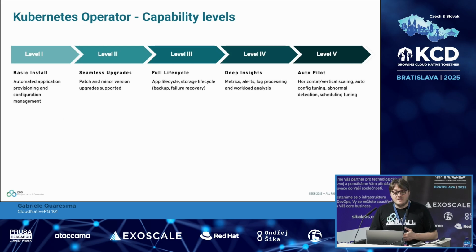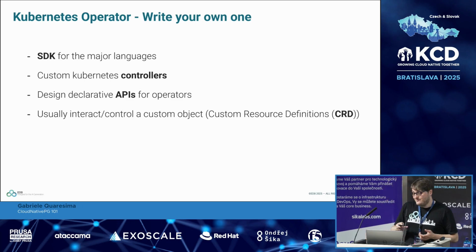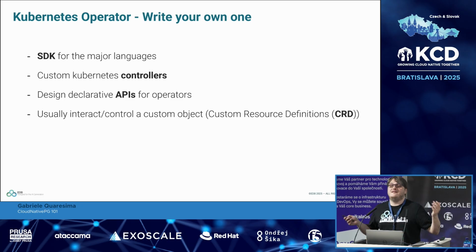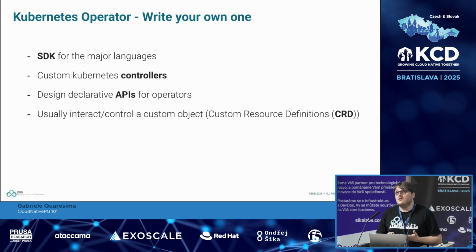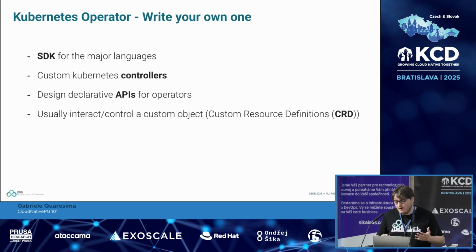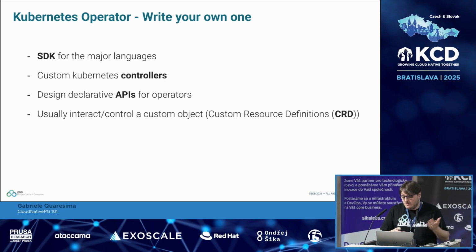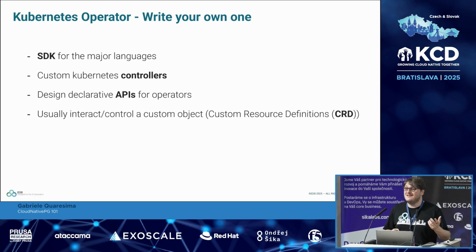These are the Kubernetes operator capability levels. From level 1 to level 5, you add a lot of features and capabilities. CloudNativePG is a level 5 operator, so we will have all of this. You can write your own operator. There are plenty of SDKs. CloudNativePG is written in Go because we like Go, and Kubernetes is written in Go. But you can also have SDKs in any language. Yesterday I attended a talk about a Java SDK for operators. It was very interesting.